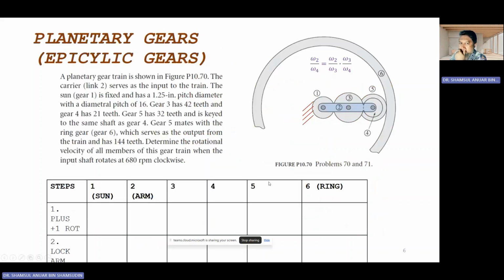Okay, the next problem will be the planetary gear. Planetary gear is something like this. This one is a problem that you can find in Mishka's textbook, and here you start off by creating the table. So there are two ways to do this. One is the table method, and the other one will be the equation method.